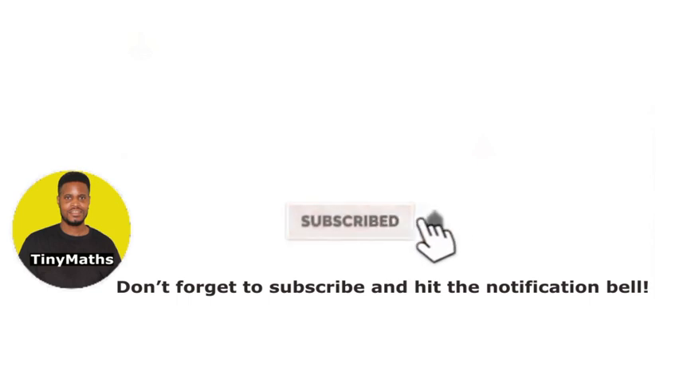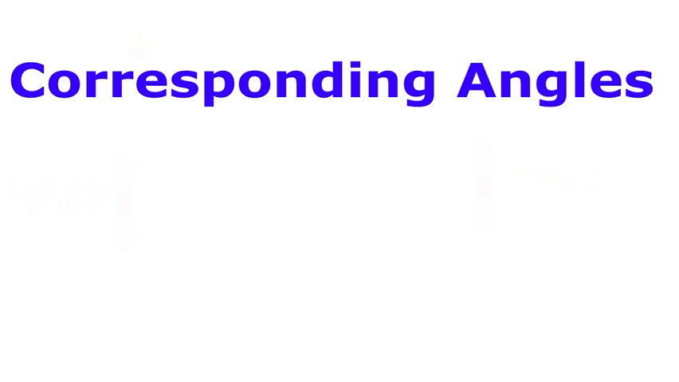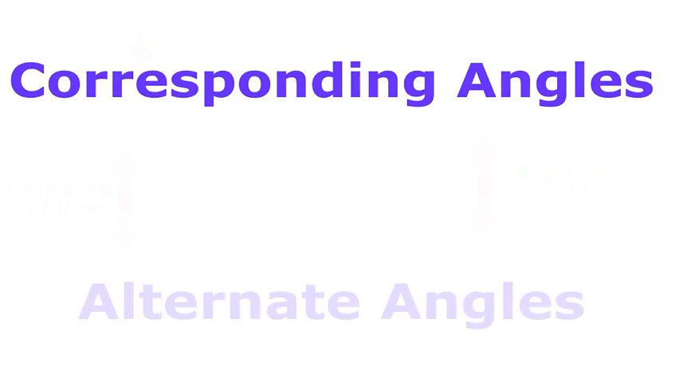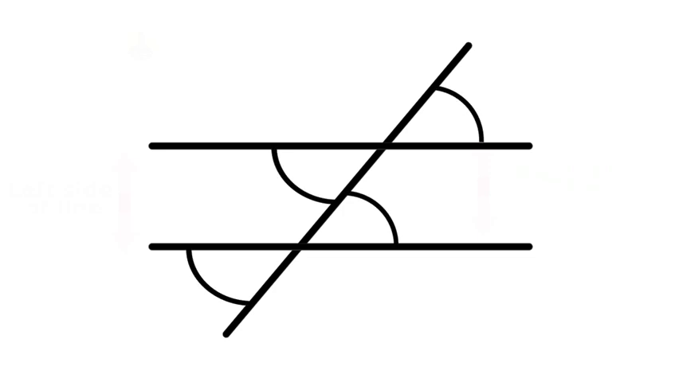Types of angles: they are corresponding angles and alternate angles. Basically, these are the angles that you get when you have two parallel lines and then draw a straight line through both of the parallel lines. As you can see, that creates 8 angles.